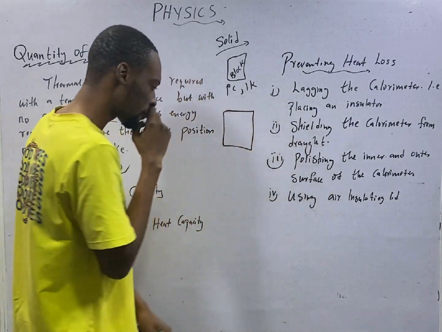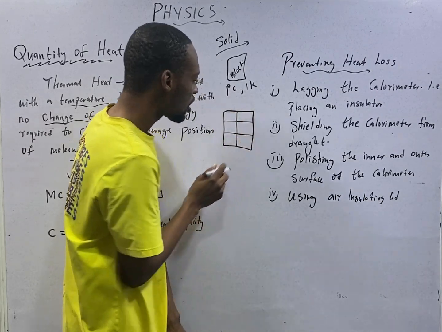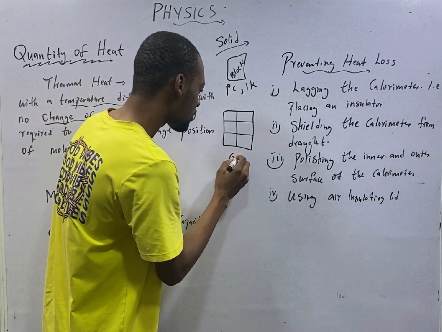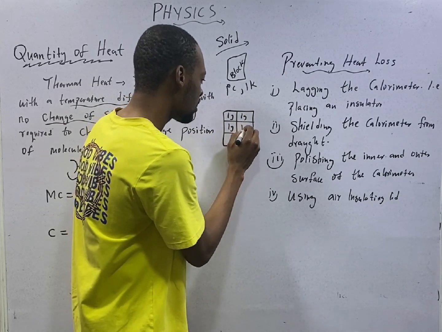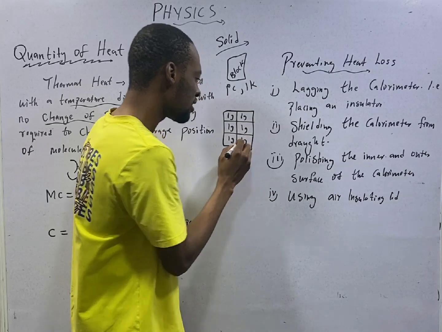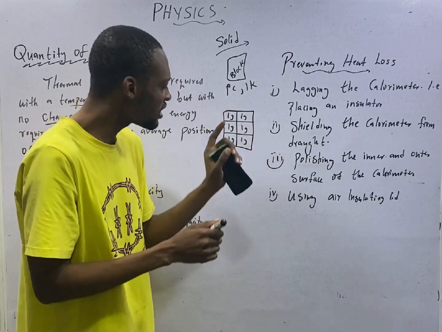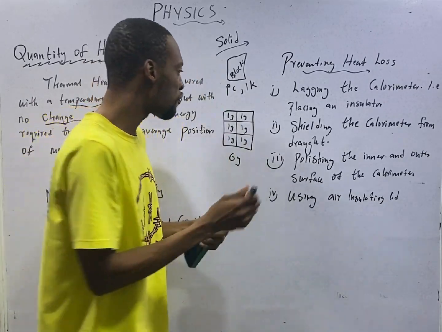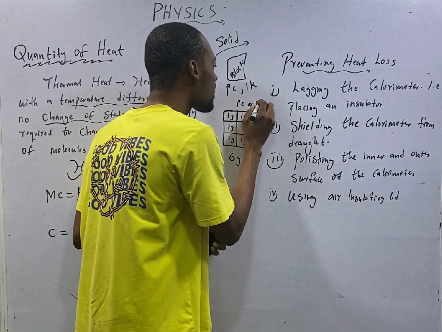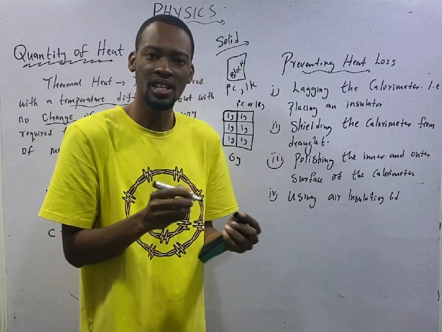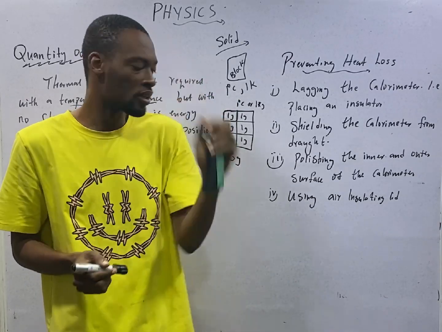Now look at something else. If this is another block, and we say that this block is 6 grams, meaning here is 1 gram, here is 1 gram, here is 1 gram, here is 1 gram, here is 1 gram, and here is 1 gram. And this is the entire block. The quantity of heat that you need to raise the temperature of 1 gram of this substance by 1 degree Celsius or 1 Kelvin is referred to as specific heat capacity. When we say a unit mass, it means 1 gram.